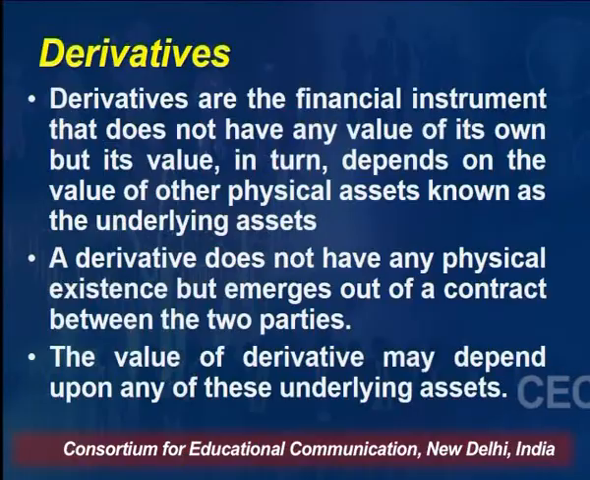So derivatives do not have their own physical existence. A contract takes place on the basis of some underlying asset between the two parties, and on the basis of that contract, the derivative is derived. So derivatives are financial instruments that do not have their own value, but their value in turn depends on the value of other physical assets, which are known as underlying assets.